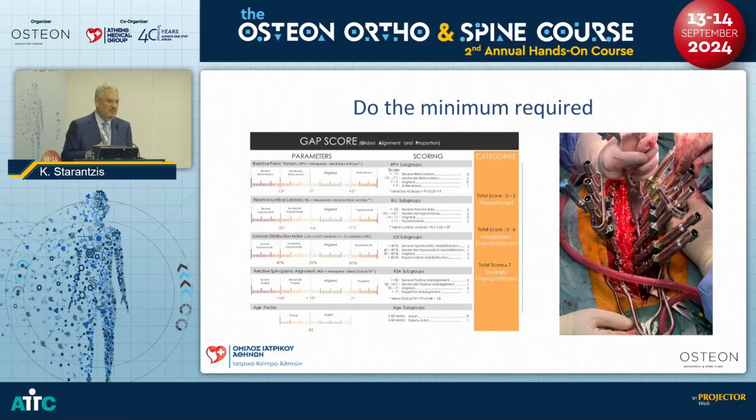Do something minimum, definitely, or consider something more aggressive to drop the GAP score more. Because it's all about sagittal balance in deformity surgery, and this balance is not as forgiving as the coronal balance.